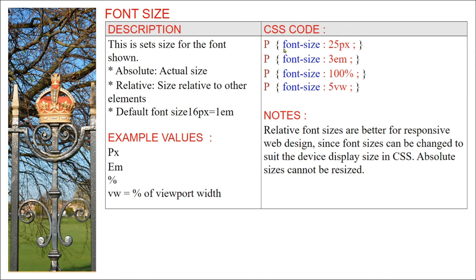So in CSS we use the property font-size, and we can set it to a value of 25 pixels, 3em, which is a relative measurement, or 100%, which is also a relative measurement. We can set it to 5vw, which is 5% of the width of the screen of your device. Relative font sizes are better for responsive web design, since font sizes can be changed to suit the device display size. Absolute sizes cannot be resized.